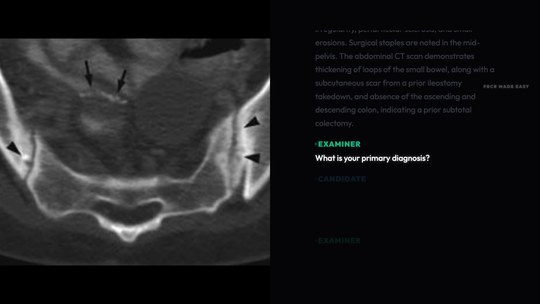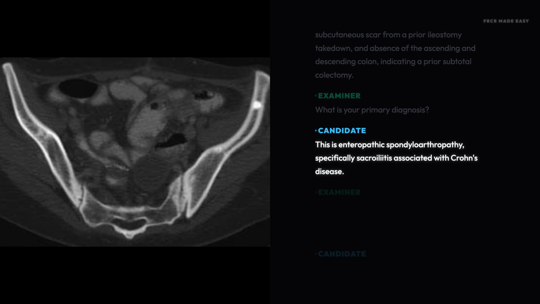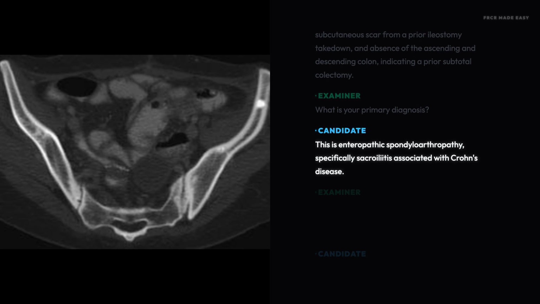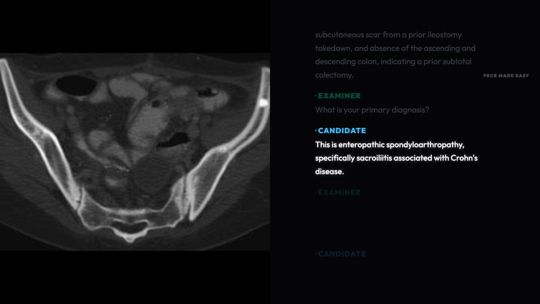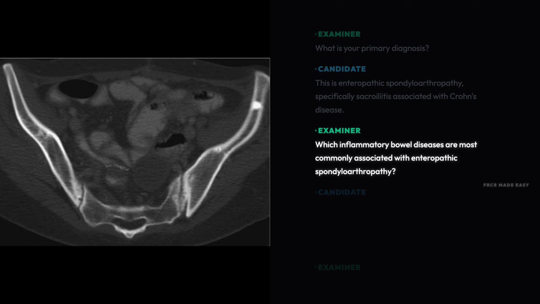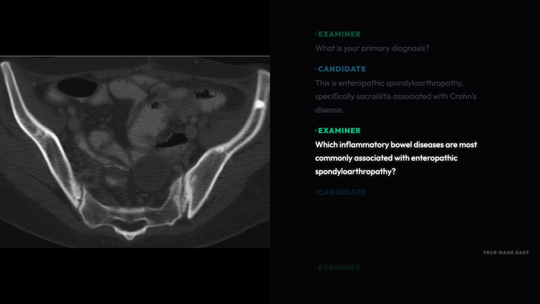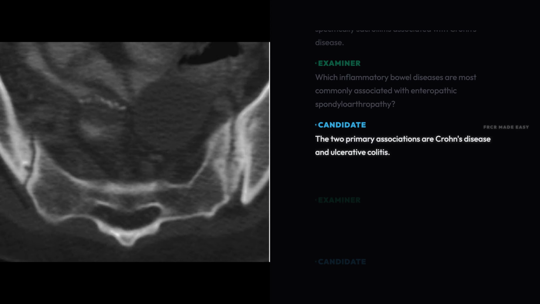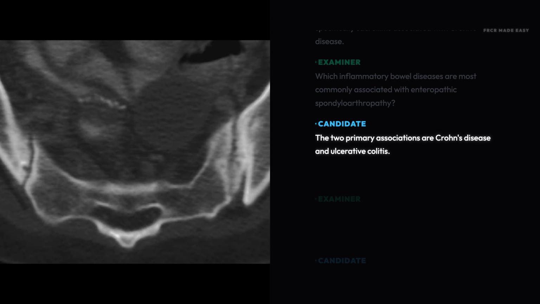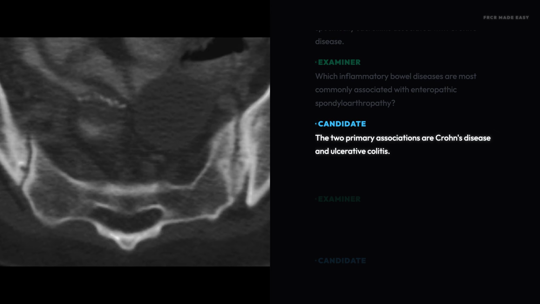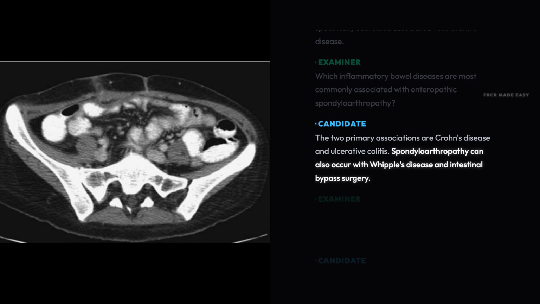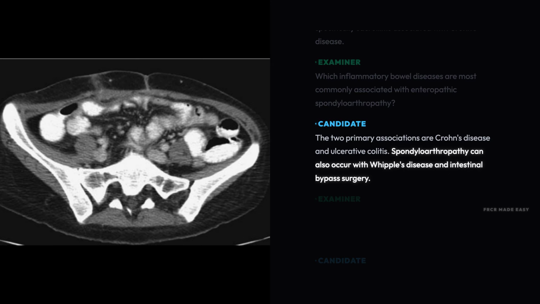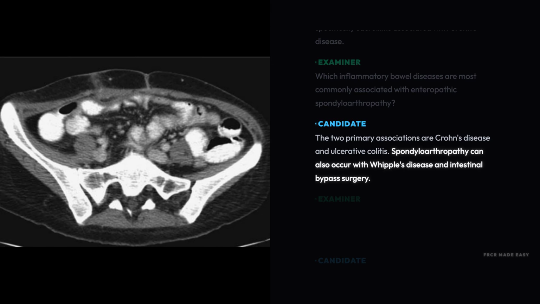What is your primary diagnosis? This is enteropathic spondyloarthropathy, specifically sacroiliitis associated with Crohn's disease. Which inflammatory bowel diseases are most commonly associated with enteropathic spondyloarthropathy? The two primary associations are Crohn's disease and ulcerative colitis. Spondyloarthropathy can also occur with Whipple's disease and intestinal bypass surgery.